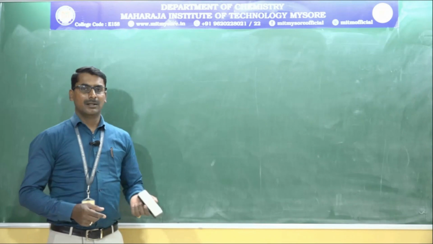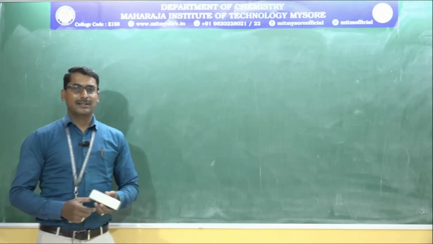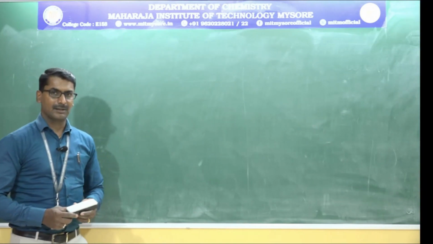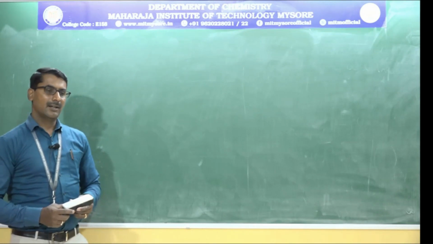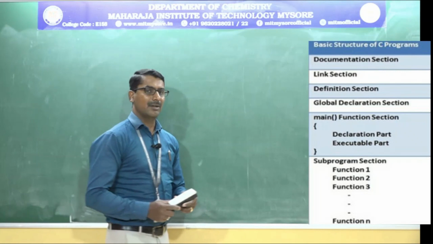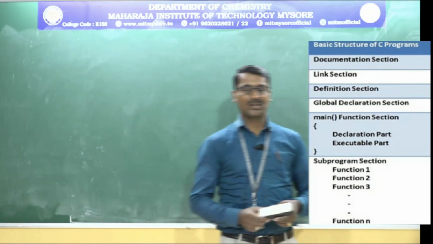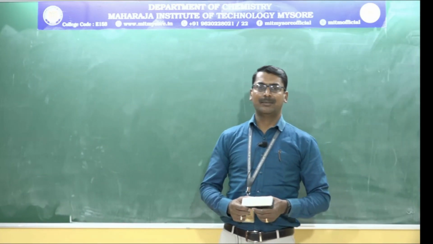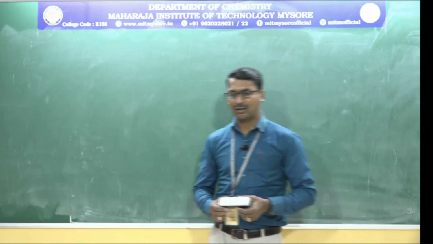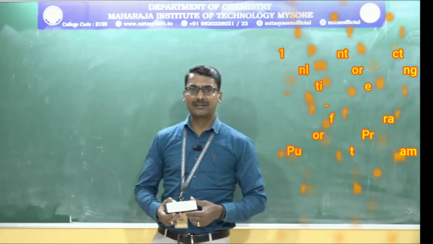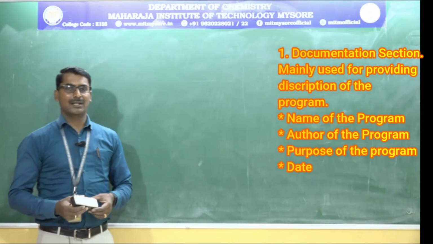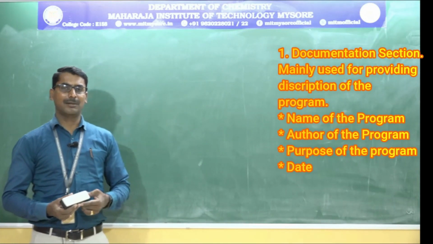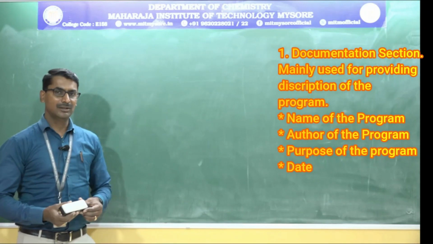A C program consists of 5 different sections. That is the basic structure. Among these sections, some are optional and some are mandatory. The first section is the documentation section. In the documentation section, we give a description of the program, like the name of the program, the purpose of the program, or the author of the program.